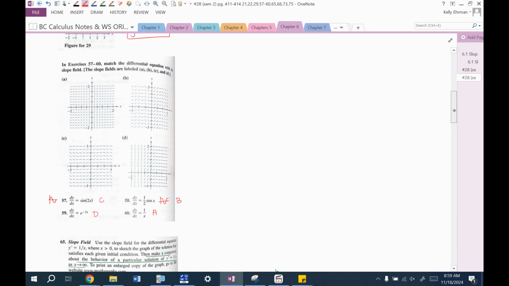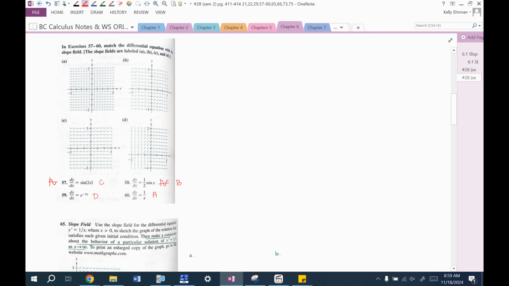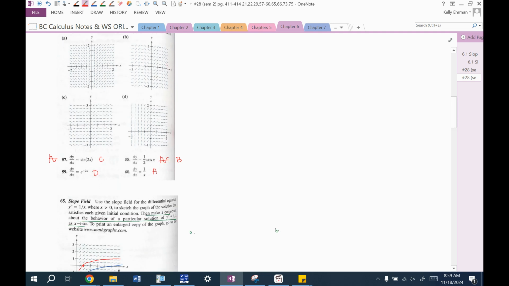The point is, you don't want to spend a bunch of time thinking of what is the solution, what is the y equals. You could do that, but you might mess up doing that, where it's easier just to say, do these graphs match up and do some of the points fit in.